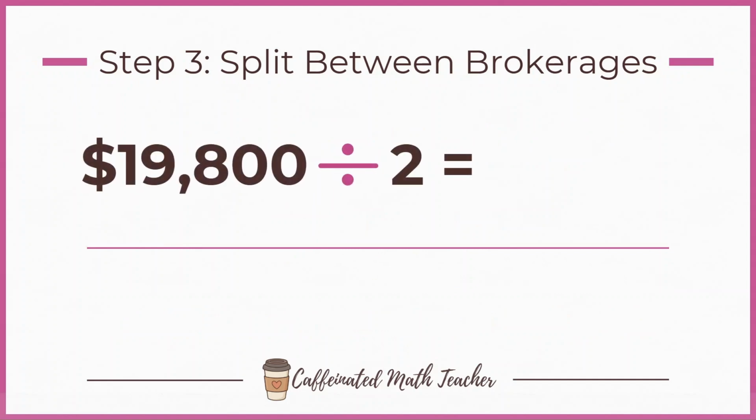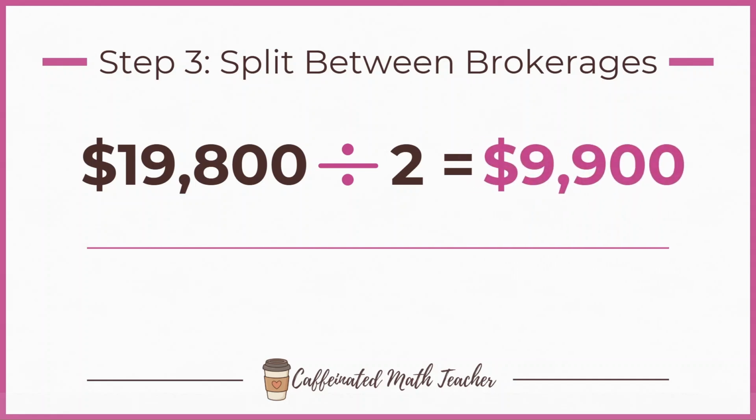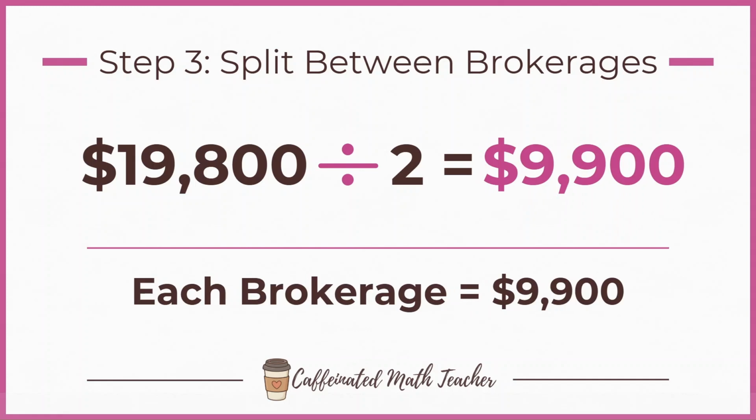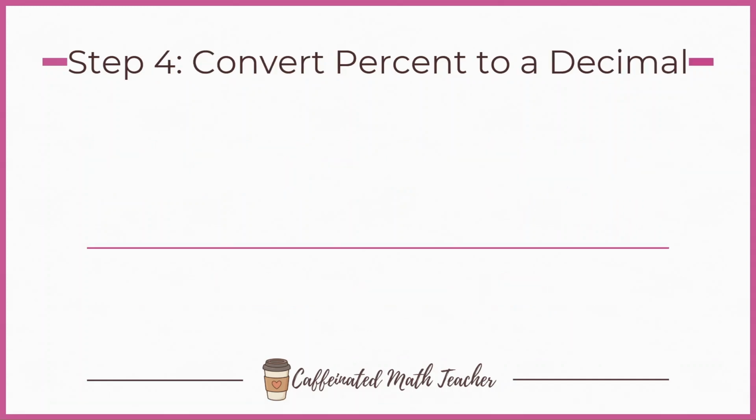Next, we split the commission between the brokerages. Since it's an even split, we divide by 2. 19,800 divided by 2 is 9,900. So each brokerage receives $9,900.